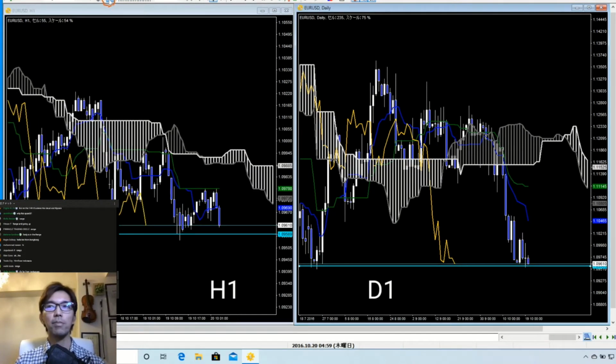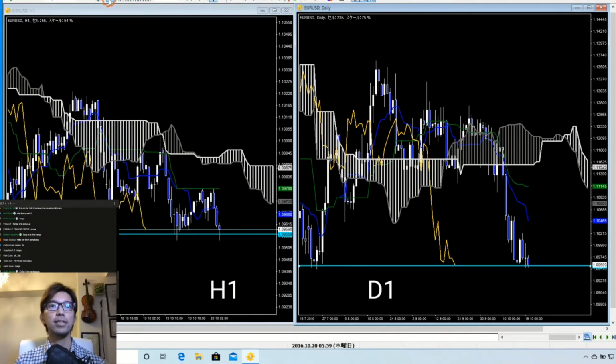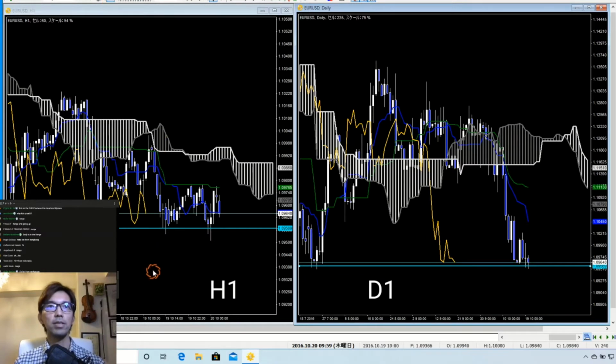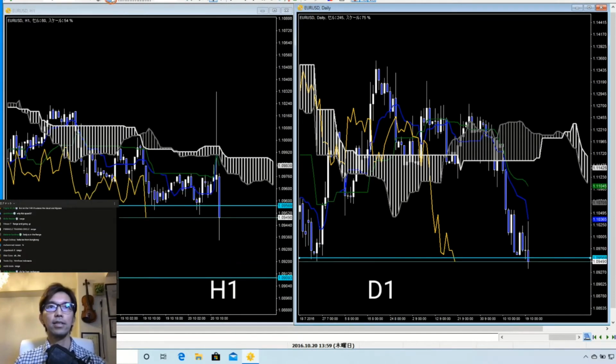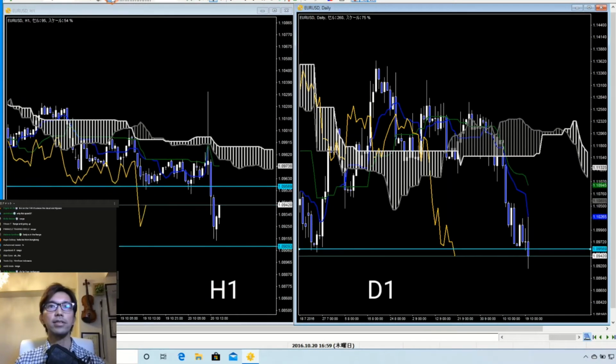Let's see if the price is going to break the support downwards. It's been supported once and twice in the 1 hour chart. So let's see. There was a spike up and moving down. Now it looks like the price has been breaking the recent support downwards, right? And also in the daily chart, right?